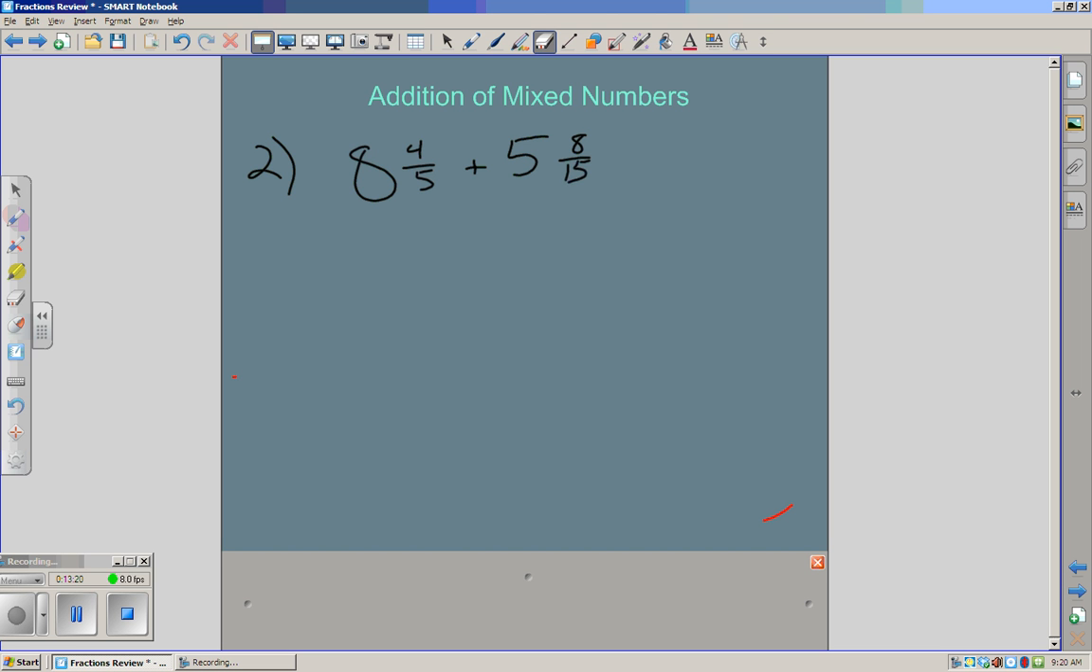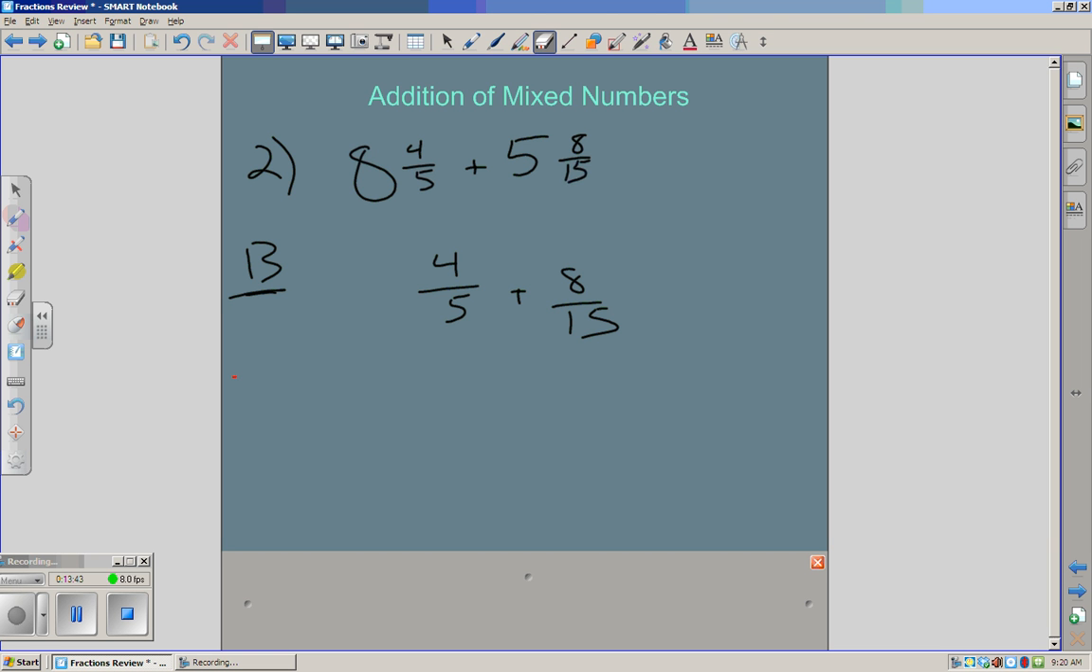All right, back into it. So, again, I'm going to deal with my big numbers first. So, 8 plus 5 is 13. I'm going to put that number to the side, but I know I have to add that again at the end of my problem. And now I'm going to deal with my fractions. I have 4/5 plus 8/15.